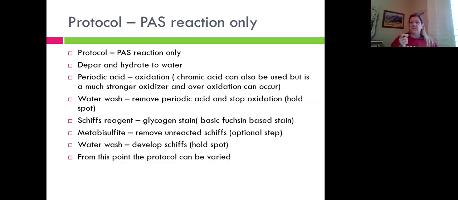The other problem is that chromic acid by nature is orange. So when you water wash afterwards, you have to water wash longer to get that orange coloration out of the tissue. Otherwise, it's going to interfere with the remainder of the stain. So once you've oxidized, preferably with periodic acid, then you're going to water wash. And that water wash is going to remove all the excess periodic acid and stop that oxidation from continuing to happen. This is a great holding spot. So you can hold in this water and tend to other things.